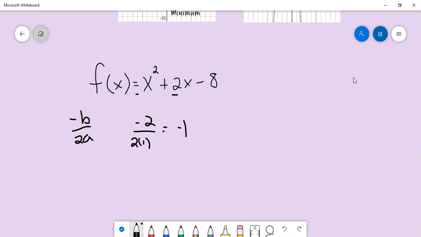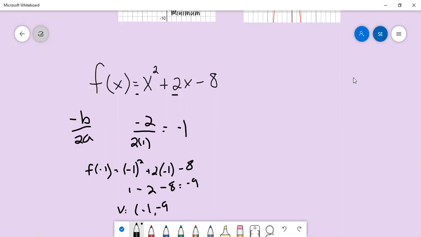To get our y coordinate, again, we have to plug that negative 1 back into the equation. So we're just going to do that. Wherever we see x, we're going to put negative 1. Negative 1 squared plus 2 times negative 1 minus 8. This works out to be negative 1 squared is 1, minus 2, minus 8. This is equal to negative 9. Okay, so our vertex is going to be negative 1, negative 9.